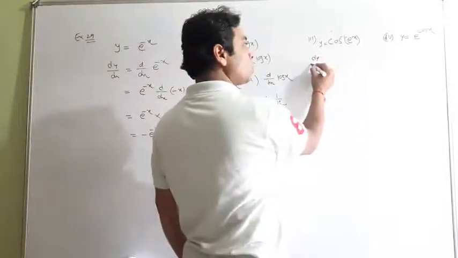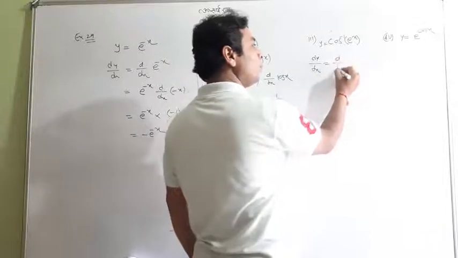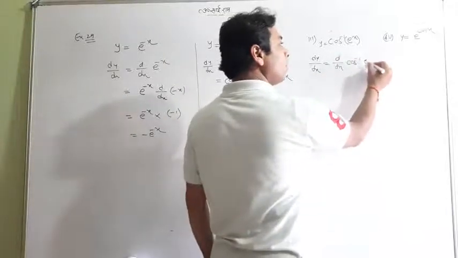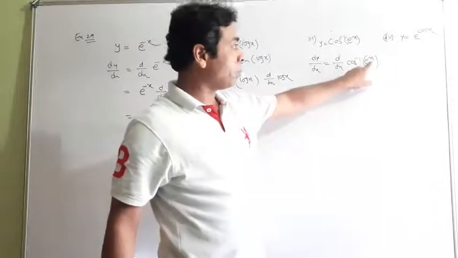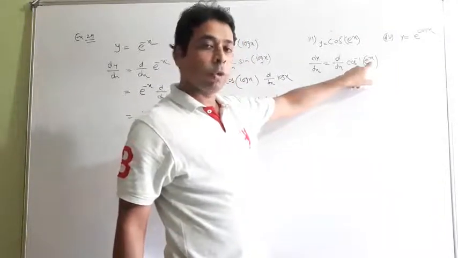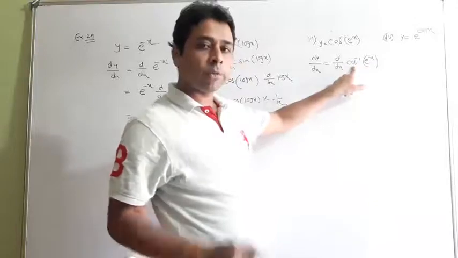Suppose we want to do this question. Look, this is cos inverse of e to the power x. What do you think? First will be cos inverse, second will be e to the power x. And do you remember what is the differentiation of cos inverse?